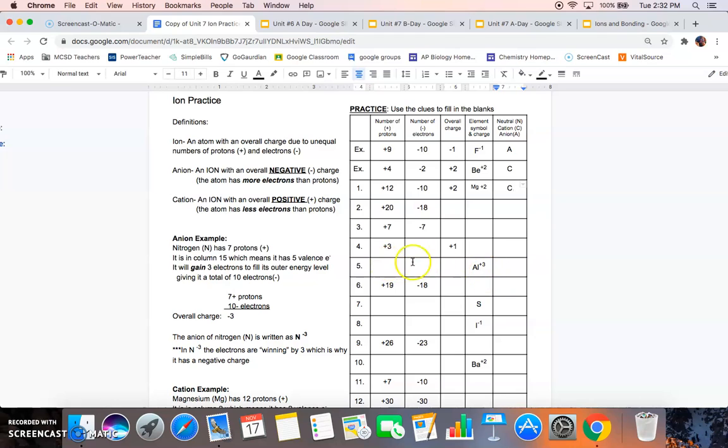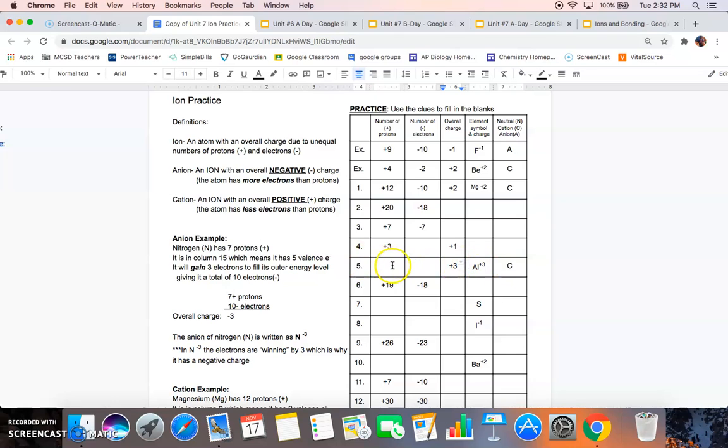Let's look down here, maybe number 5. Number 5 gives you the element and its charge. So let's work backwards a little bit. First thing is, again, it's a positively charged ion, so I know that's going to be a cation. I can go ahead and put a C right there. It gave me the charge right on the symbol. So I know I have a plus 3 charge because I have Al plus 3.